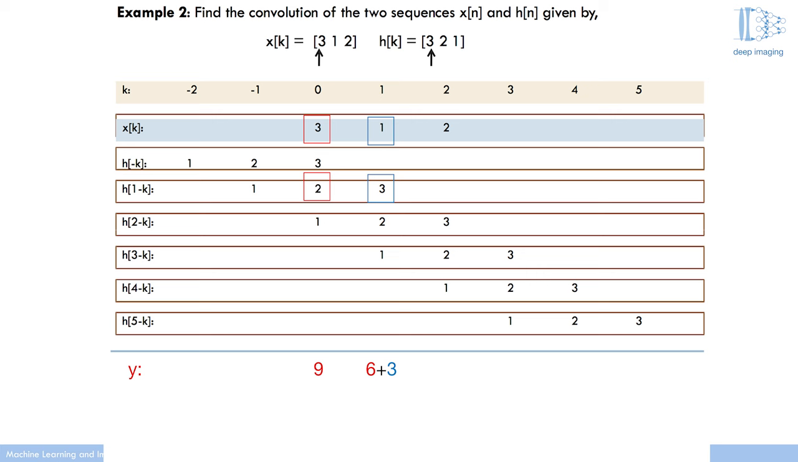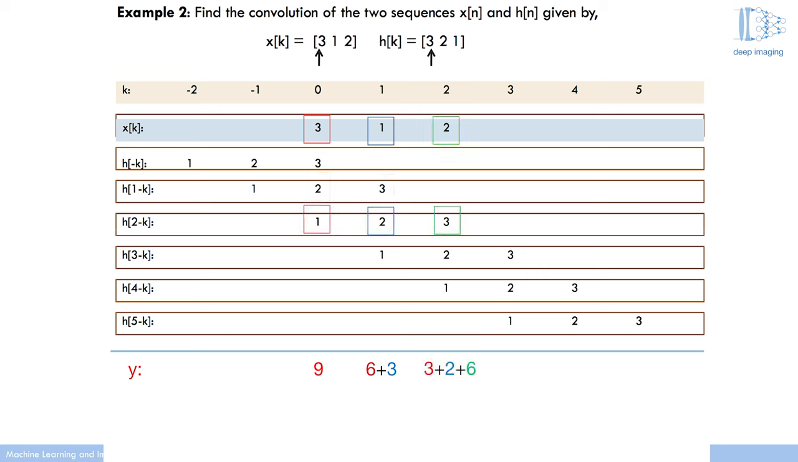So now the 1, 2, 3, I just shifted it. It's like a shift register, moved over one. And now the 2 and the 3 overlap, the X and H, 2 and 3, we're going to multiply. And then the 1 and 3, we're going to multiply. We're going to add those up. 3 times 2 plus 1 times 3 is 6 plus 3 is 9, right? So I got another 9.